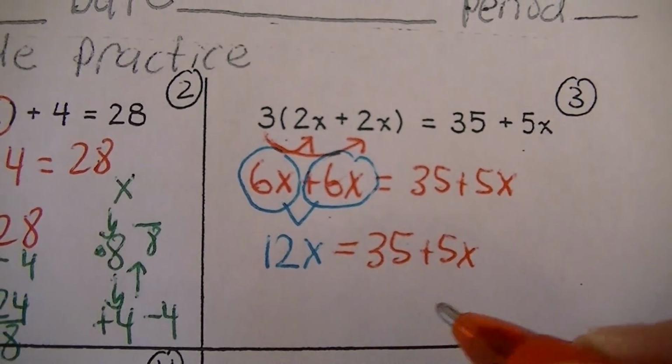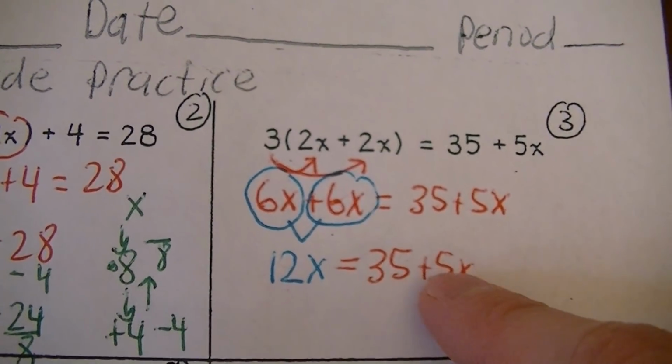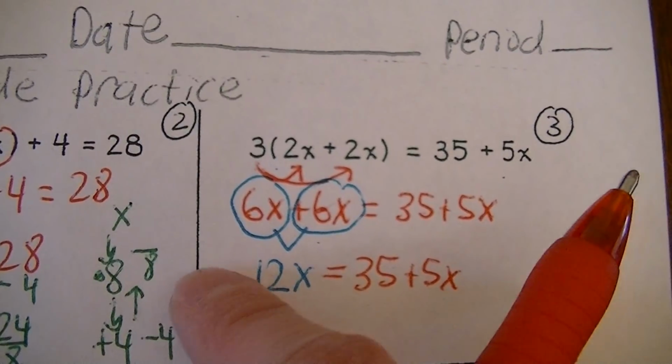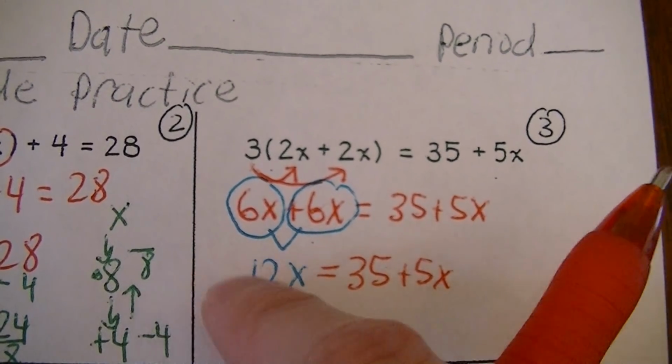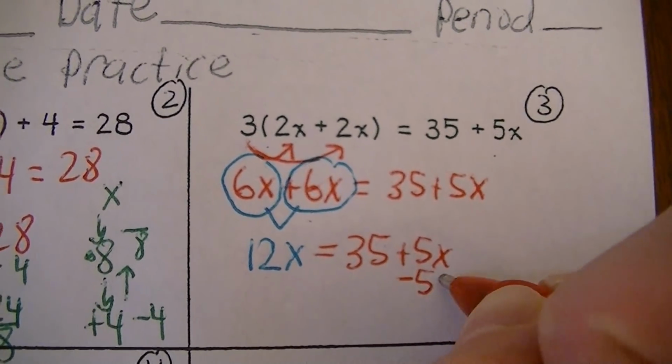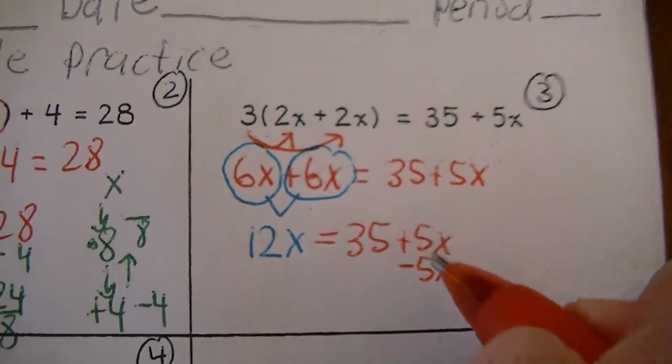Either way is going to work, but I'm deciding to move the variables to the left-hand side because I already see that there's no constants over here. There's nothing else bugging this 12x. So that's going to make it easier for me in the long run. But at the same time, it doesn't matter which side you choose.